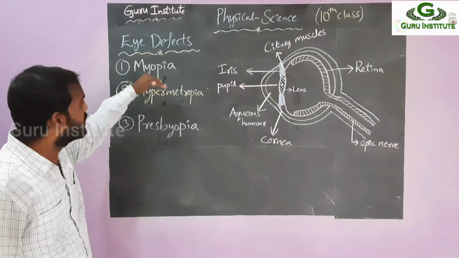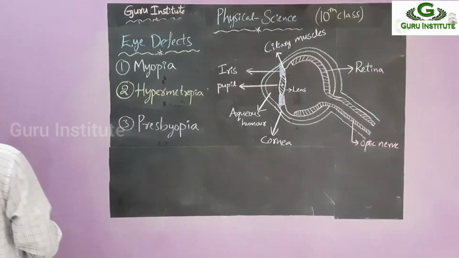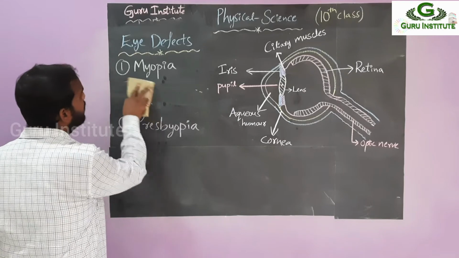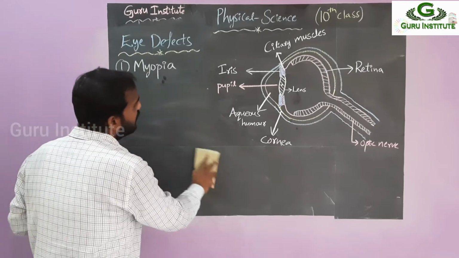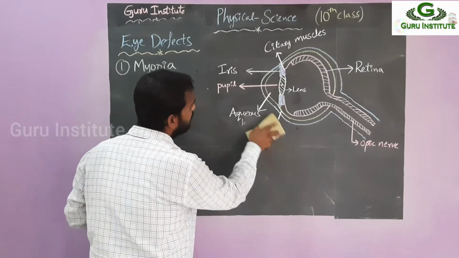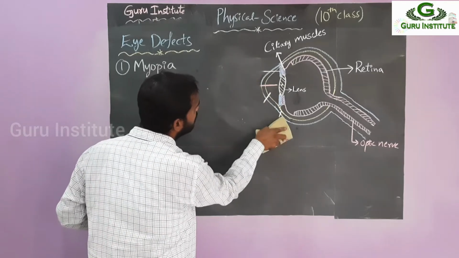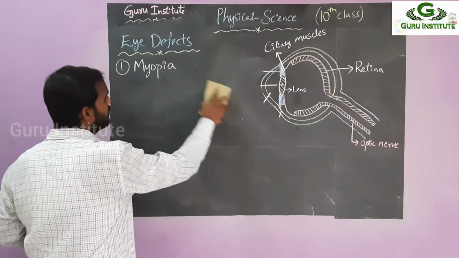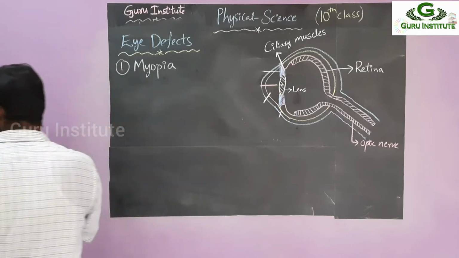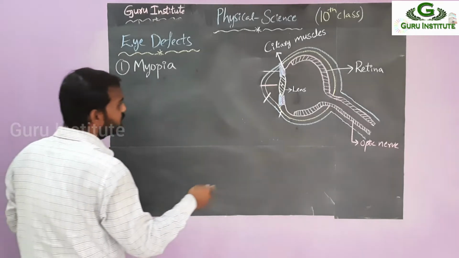Now we have to see about the myopia defect. Coming to the myopia defect, we already know that it is a person who has nearsightedness. That means you can see near objects but can't see far objects. So for example, suppose you take this one. So let me draw.